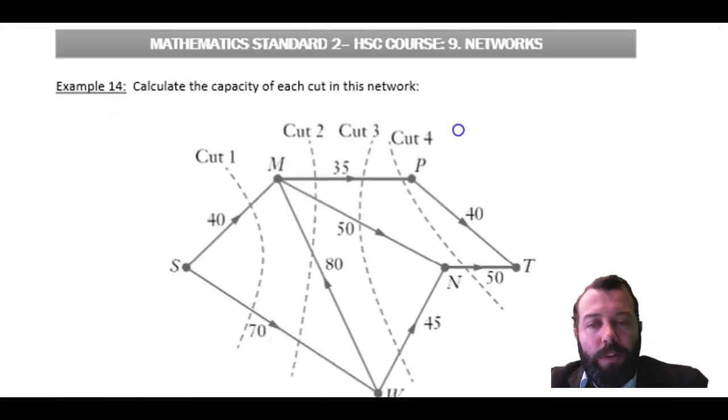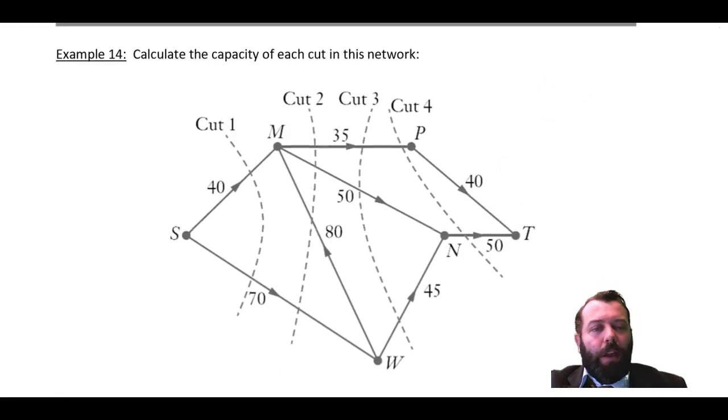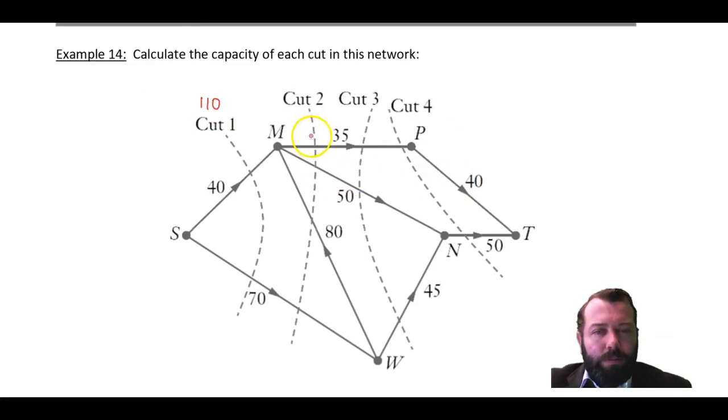We've got one more example to do here. The video is getting long, but nonetheless, we'll be fine. Let's have a look here quickly. Cut 1: 40 goes from left to right, and the 70 goes from left to right. So cut 1 has a capacity of 110. I'm just going to write it here, nice and easy. These aren't so hard. Cut 2: 35 and the 50. I don't include the 80 because it is going from right to left. So 35 plus 50 is 85, plus this 70 is 155.